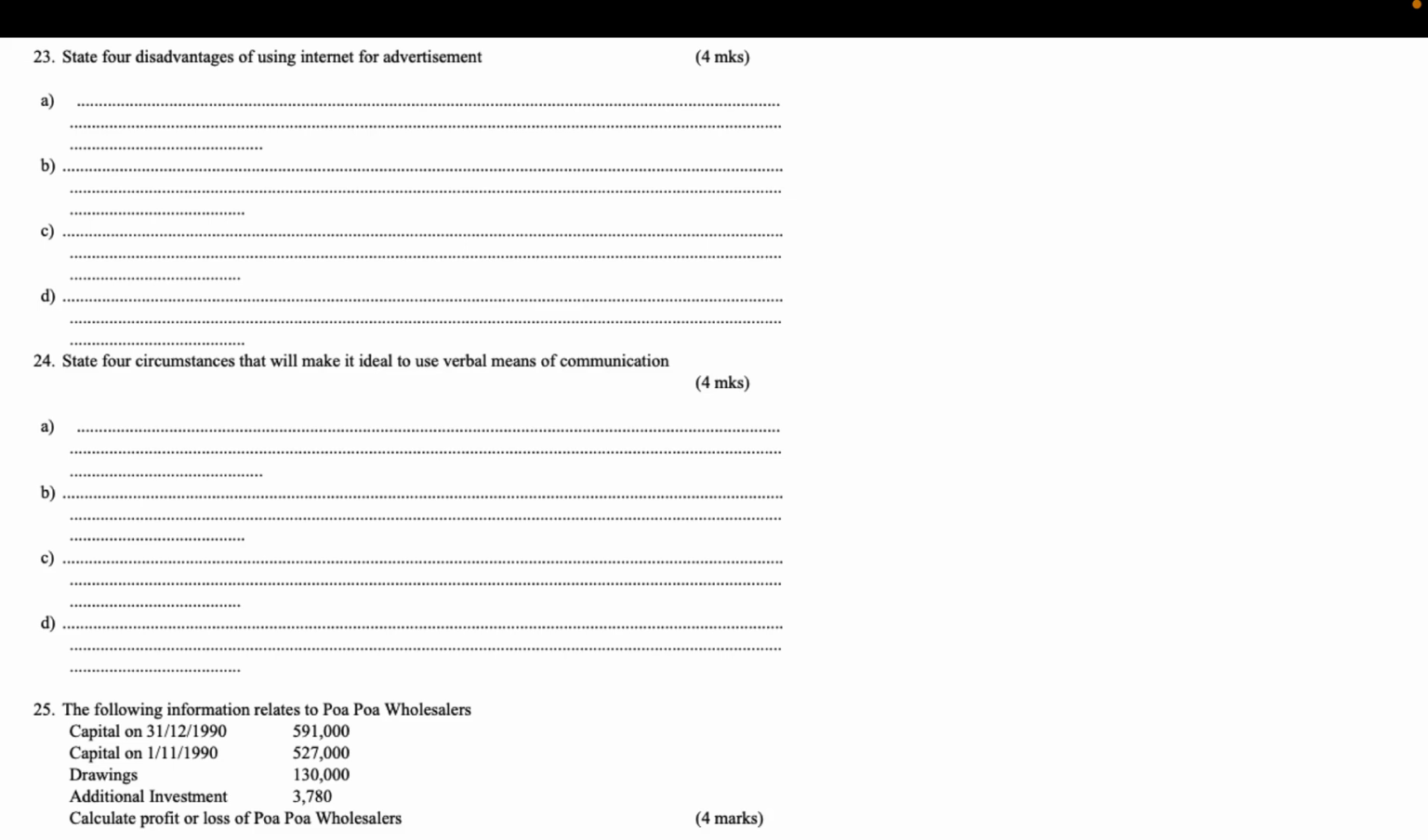The following information relates to Poa Poa wholesalers. Capital on the 31st of December 1995, $191,000. Capital on the 1st of January 1995, $127,000. Drawings $130,000. Additional investment $3,780. Calculate profit or loss of Poa Poa wholesalers, 4 marks.